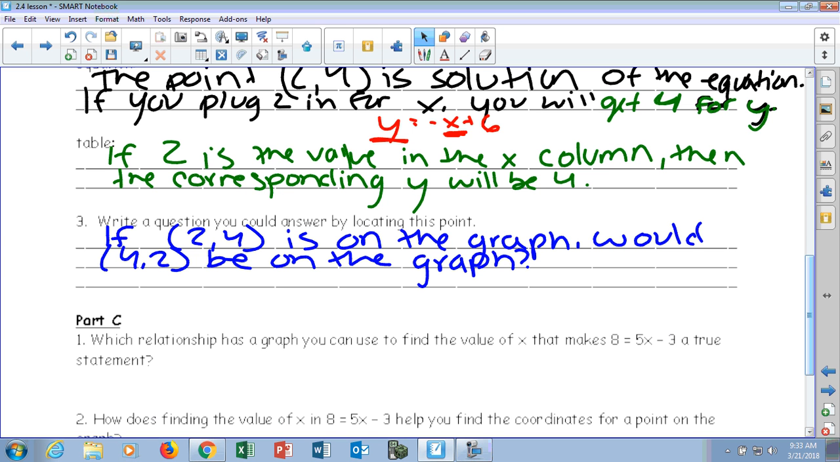Part C, which relationship has a graph you can use to find the value of x that makes 8 equal 5x minus 3 a true statement? 8 equals 5x minus 3. Well, what plan is that using? What equation? Which plan's equation? 5x minus 3. Anthony Coleman, 5x minus 3 is what plan? 1, 2, or 3?